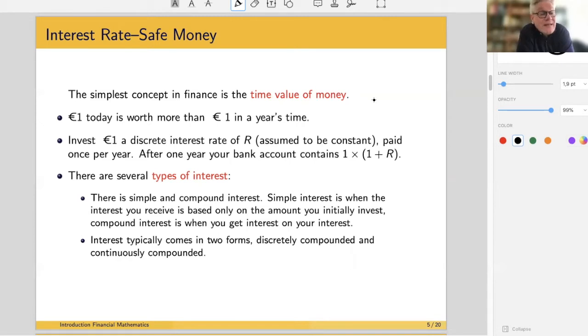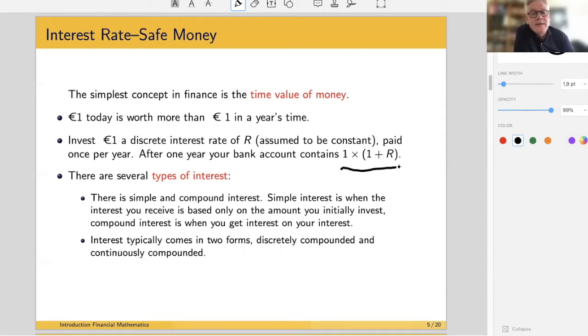So you invest, and then the interest rate is a discrete amount, and it can be paid once a year, and then we call it simple interest rate, or it can be paid multiple times per year. And simple interest rate is basically the interest that is paid on the money that you put on a bank account. So if you put initially €1, then after 1 year you have 1 times 1 plus R, as is written here.